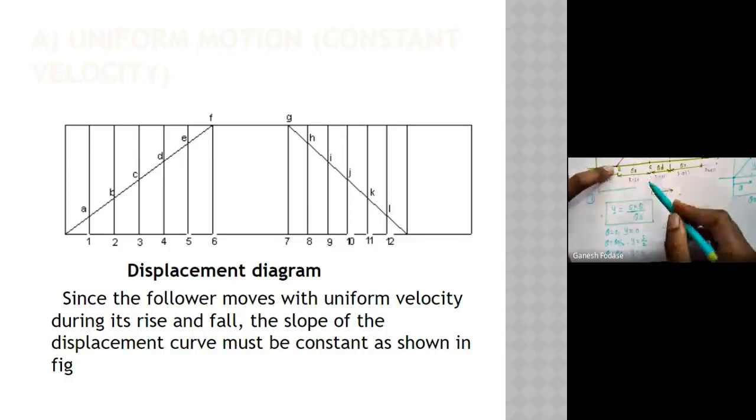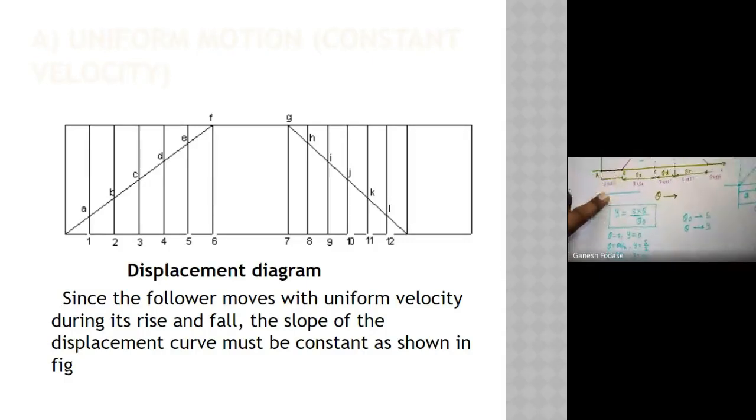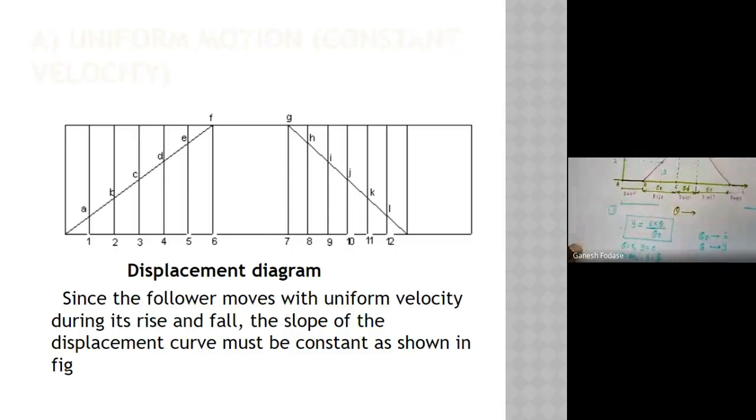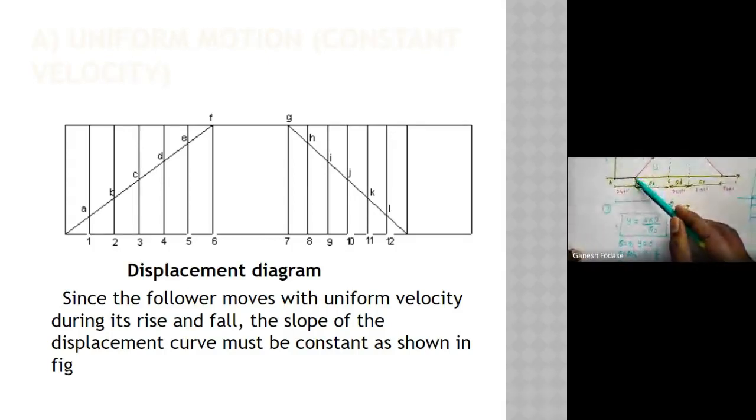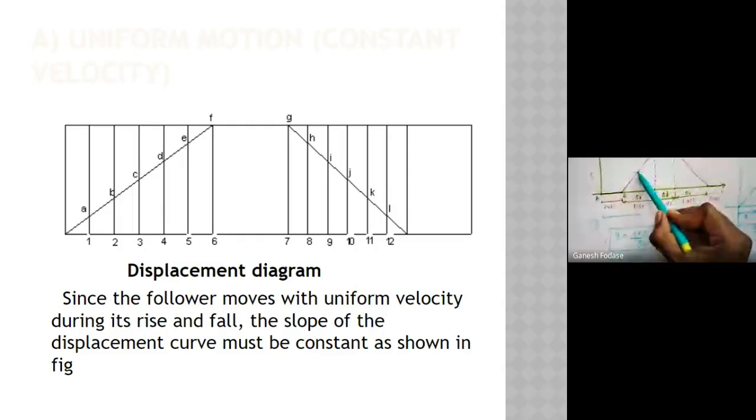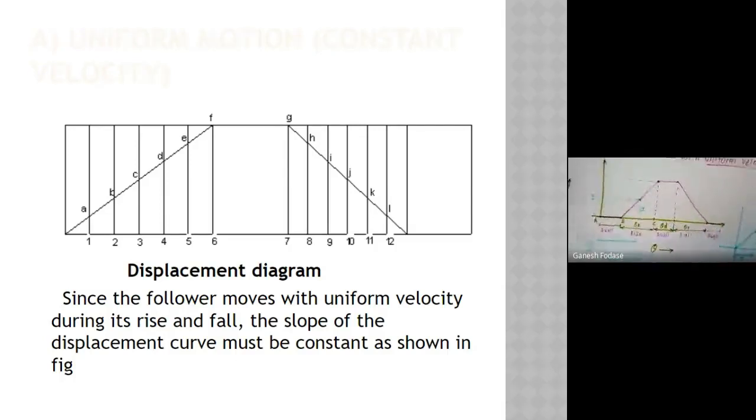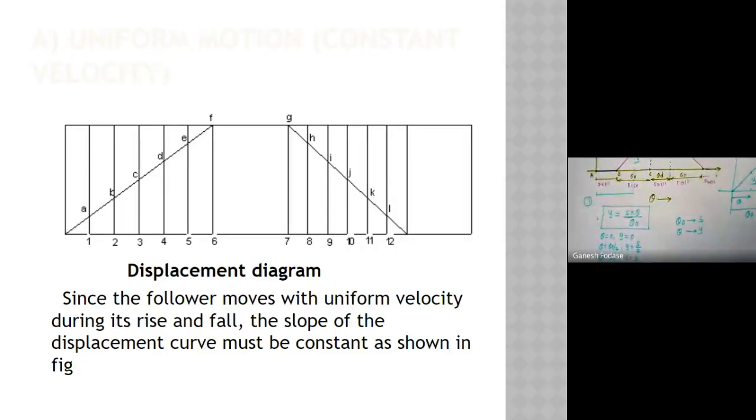So you can see here from this equation, at theta is equal to 0, y is equal to 0. At theta is equal to theta O by 2, y is equal to s by 2. And at theta is equal to theta O, y is equal to s. So complete displacement is here. So we found out the displacement equation. Next part is to find out velocity.